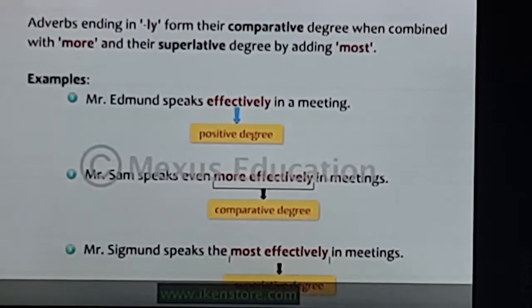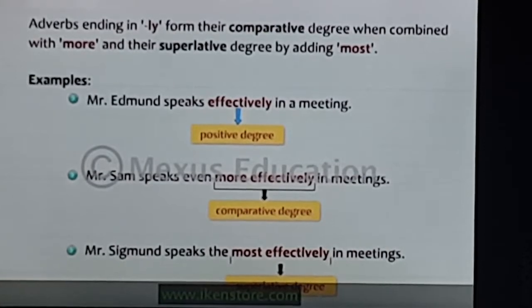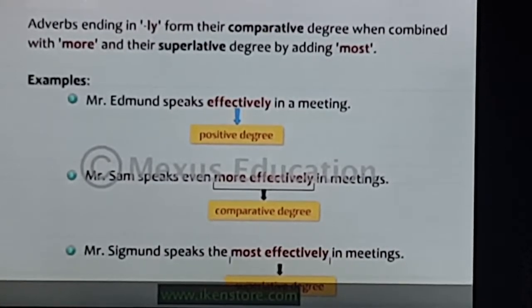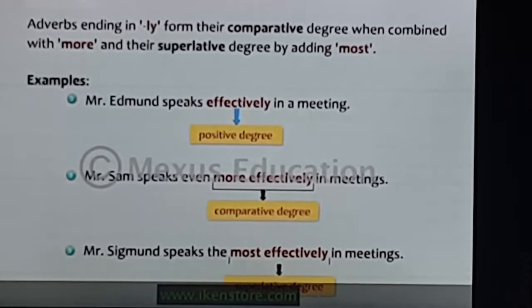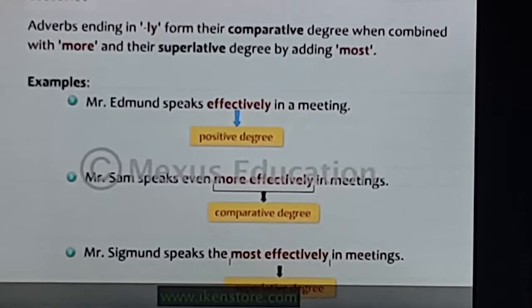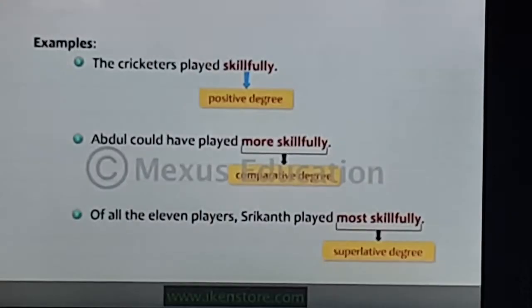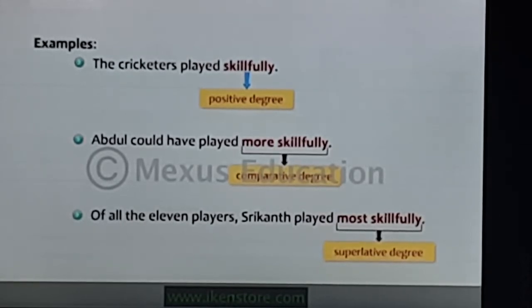Now, adverbs ending in ly form their comparative degree when combined with more, and their superlative degree by adding most. Example, Mr. Edmund speaks effectively in a meeting. Mr. Sam speaks even more effectively in meetings, and Mr. Sigmund speaks the most effectively in meetings. It is when we have a word which is made of two or more syllables and when it ends with ly.